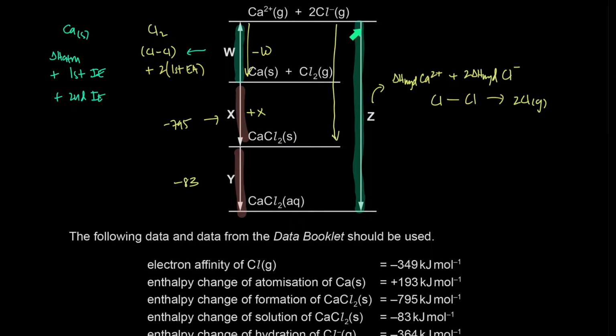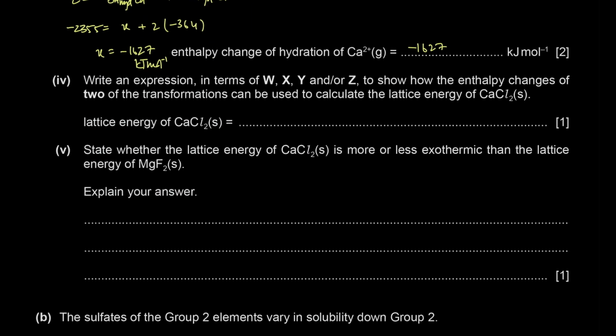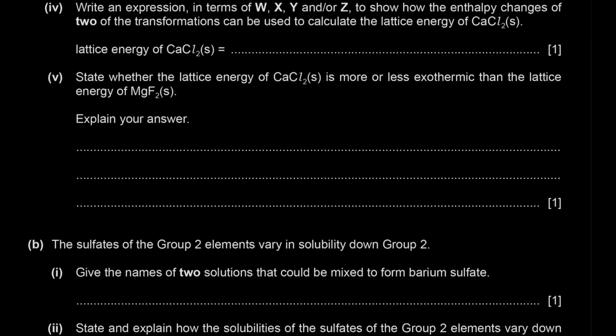Or we can go Z, and then we can go minus Y. So we can either have X minus W or we can have Z minus Y. Starting here again, we can either go minus W and then X, or we can go Z and then minus Y. So our two possibilities are X minus W, or Z minus Y. Both of them are acceptable.